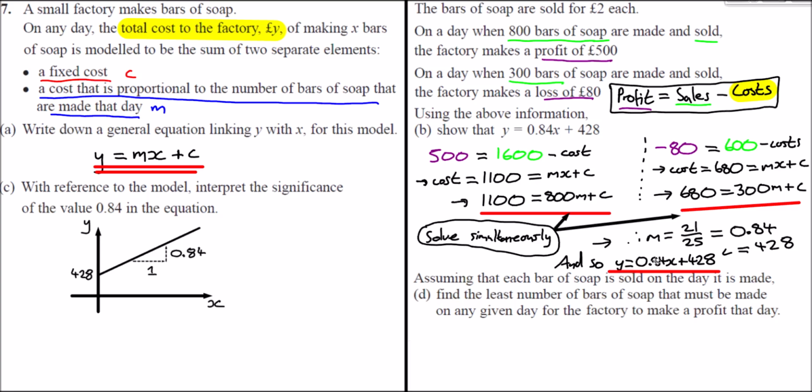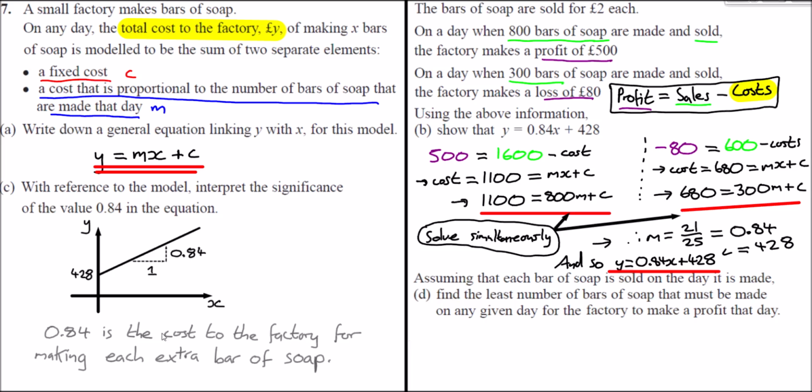So in terms of what the gradient means, going back to GCSE and before, in fact, it just means the change for each unit increase in x. It's the change in y each time x increases by 1 unit. So think about the x units. X is basically the number of bars of soap. So for each extra 1 bar of soap we make, the cost to the factory increases by £0.84. So in other words, it's telling us the cost to the factory for each extra bar of soap.